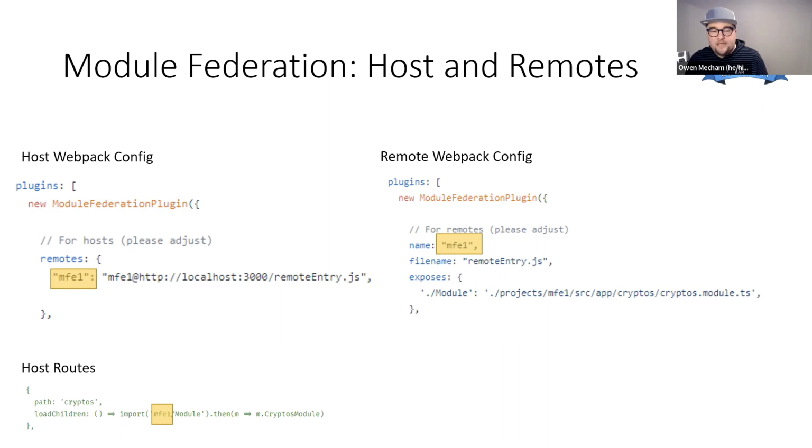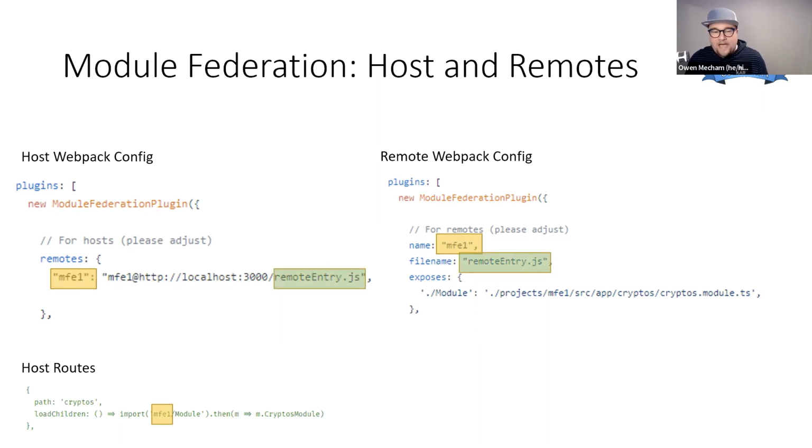And if you see that MFE1 that's highlighted everywhere on the left, that's saying, hey, I'm looking for a module MFE1. On the right, on the remote, we're saying, hey, I am MFE1. This is my name. So those two things need to match. And then if you look down in the host routes, the first part of your route is going to match that MFE1.